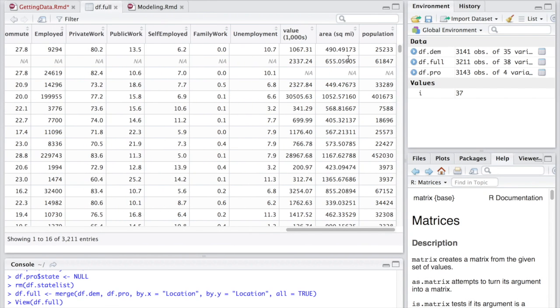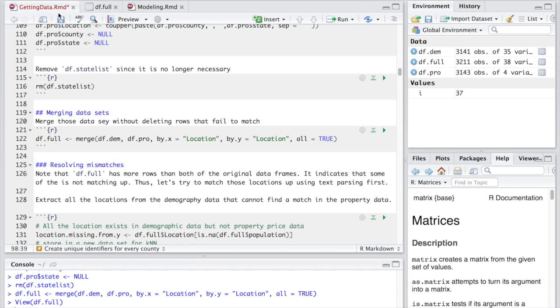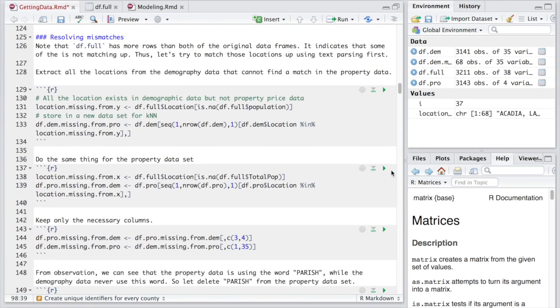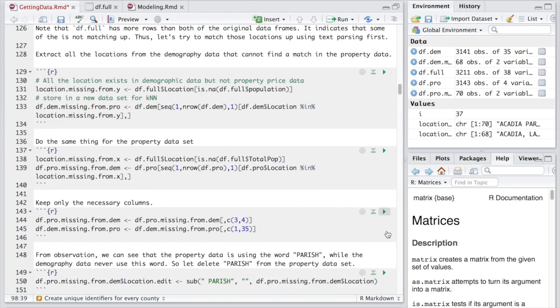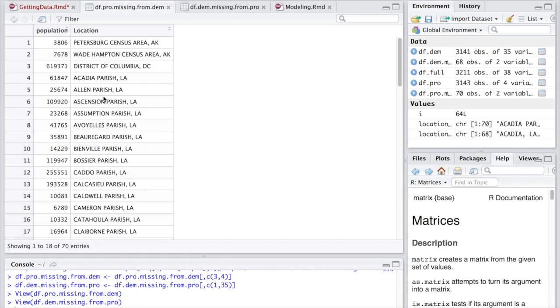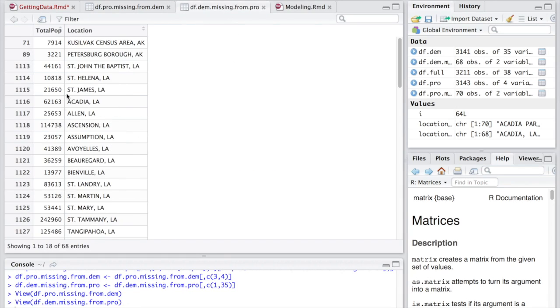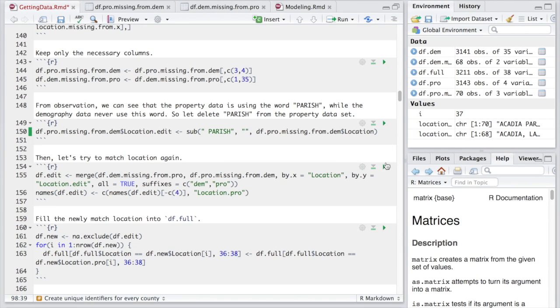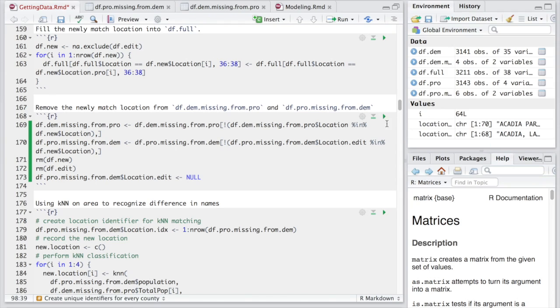But if we take a look at the full data frame, we can see that some locations do not match up correctly. We can see in one data frame, it always used the word parish, while the other data frame never uses the word parish. Now I'll remove the word parish from the data frames and try to match them up again.